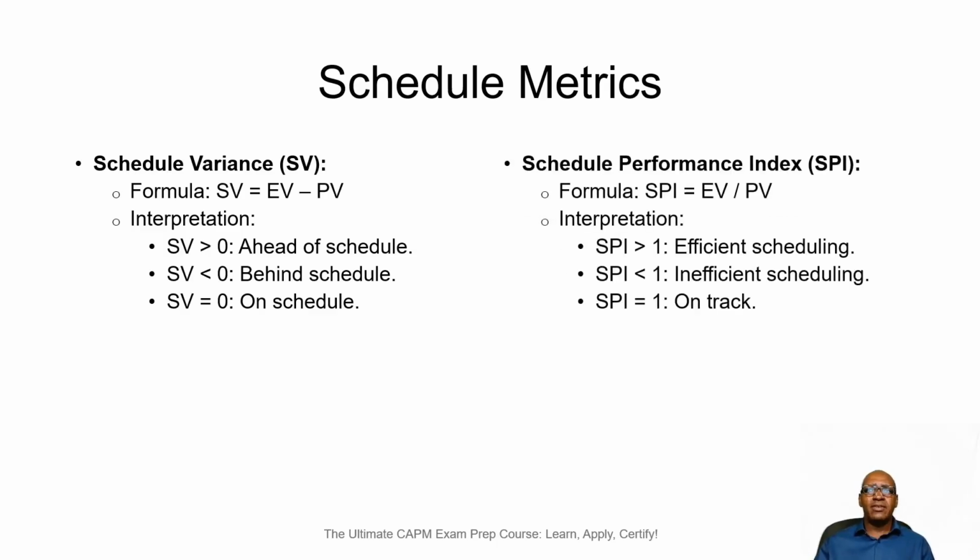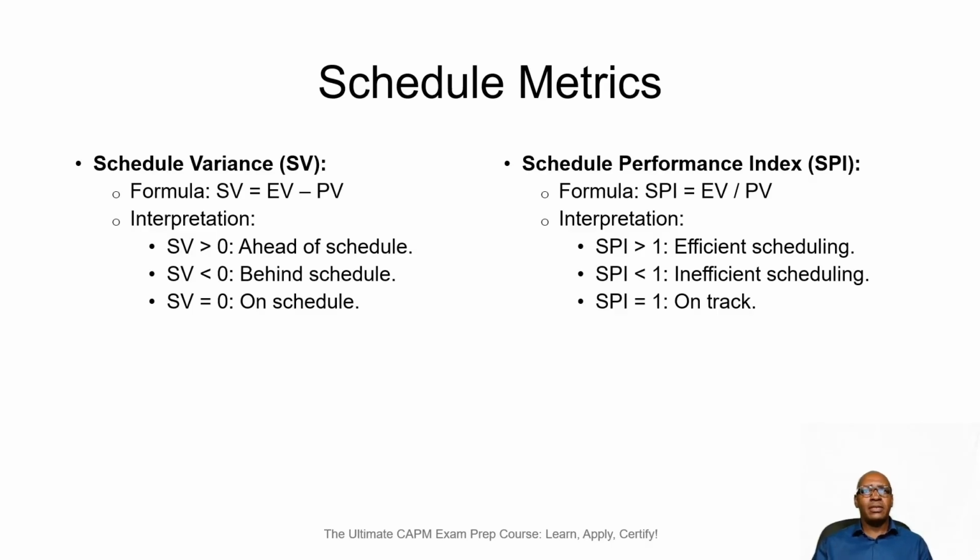We have our schedule performance index, and the schedule performance index is given by the formula earned value divided by the planned value. And how do we interpret the result? SPI that is greater than 1 means that we are efficiently scheduling. SPI that is less than 1 indicates that our scheduling is inefficient. We are behind schedule somewhat. And our SPI equal to 1 indicates that we are on track.